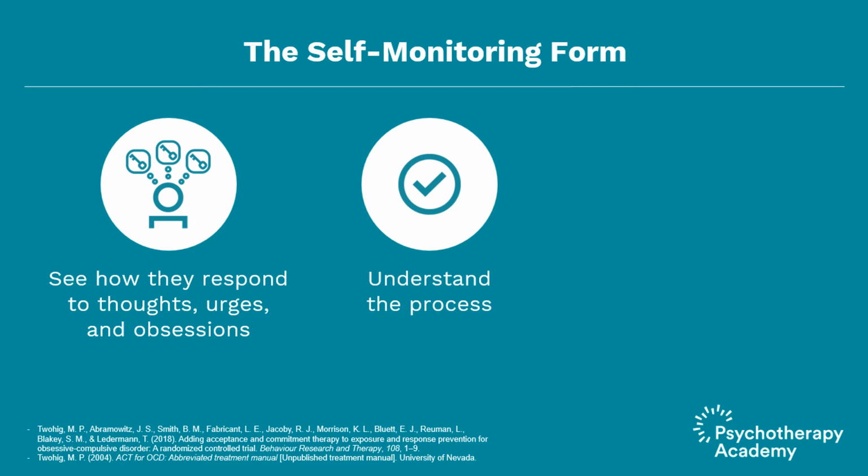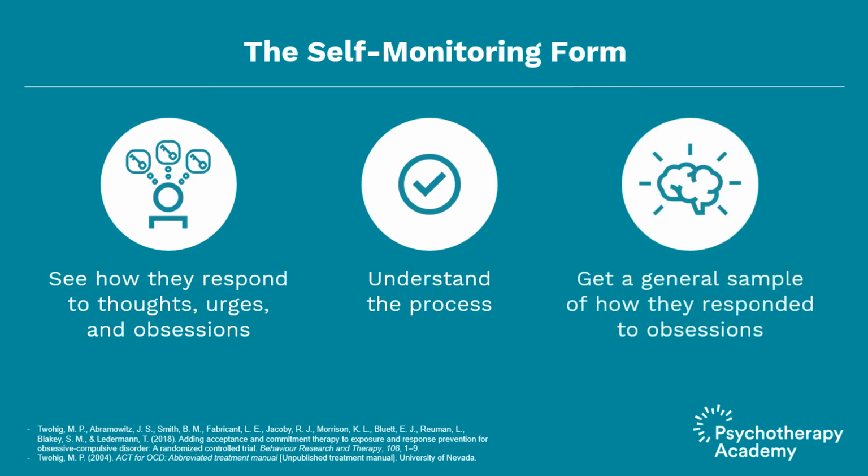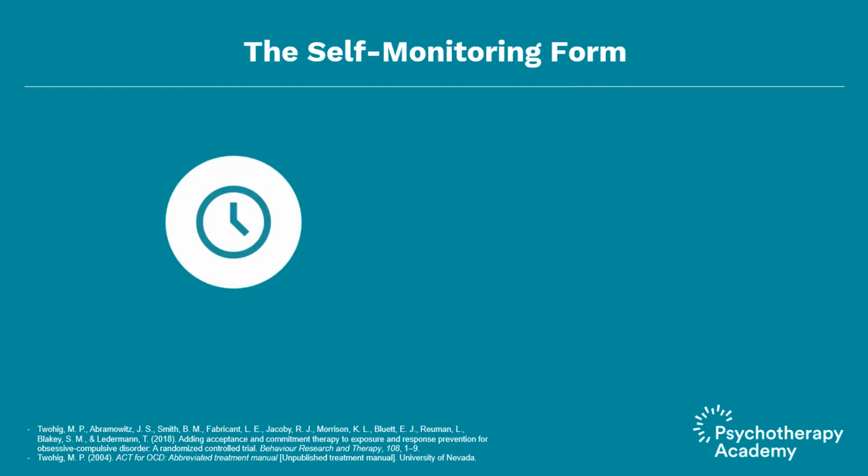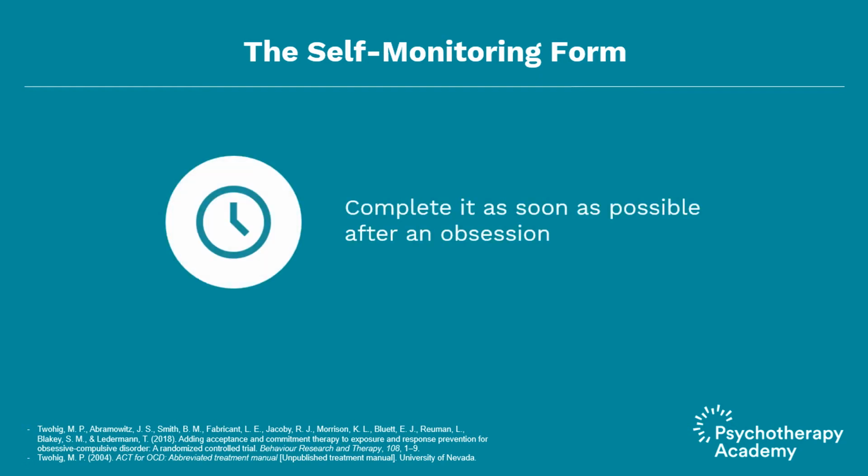So because this is not being used to actually gather a frequency or duration of rituals or obsessions, you don't have to have them fill this out every single time they have an obsession or every single time they do a compulsion. The idea is just to get a general sample that represents how they responded to their obsessions that week. So on the form, it asks them to complete this as soon as possible after they have had an obsession, just to make it as accurate as possible.